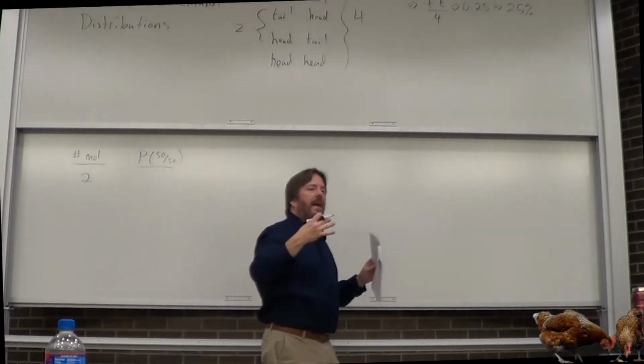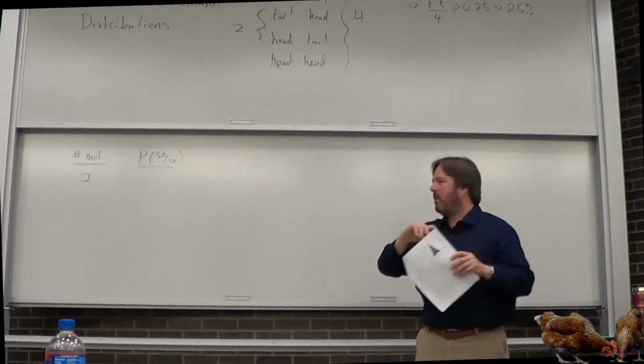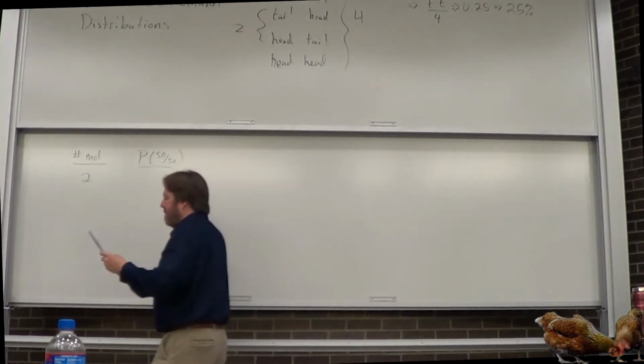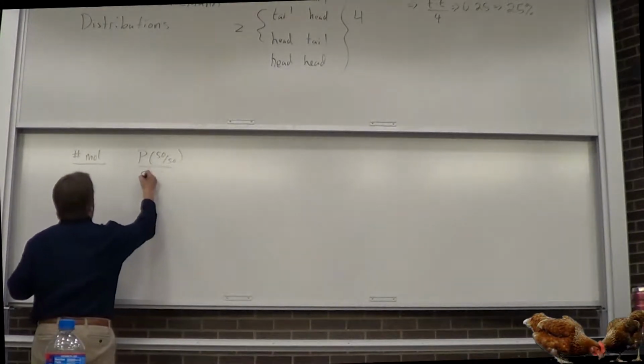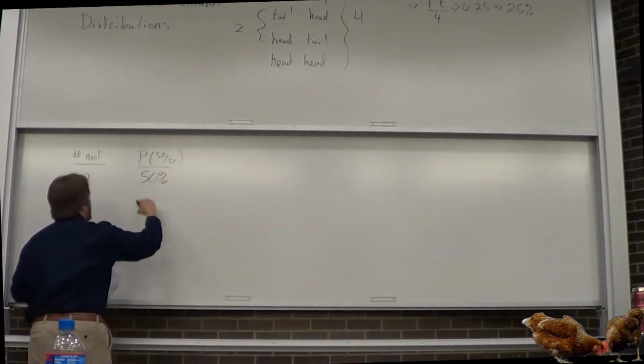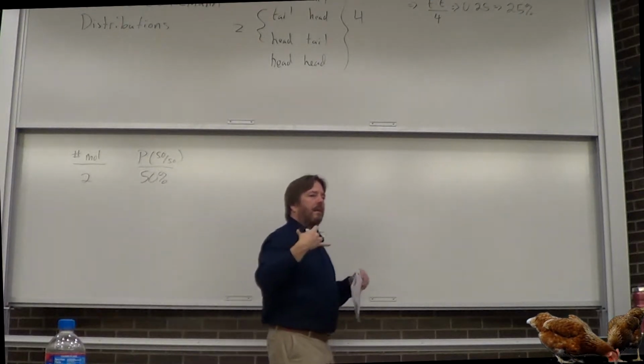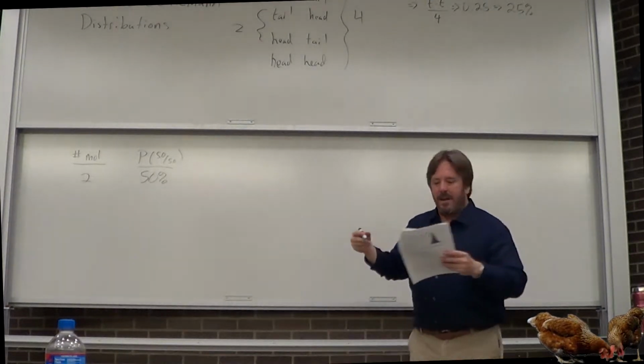For 2, I want to see tail, head, or head, tail. We're not going to worry about the order. Tail, head, head, tail tells me that this is a 2-sided molecule. Half the time I get that. Fine, we just talked about that.